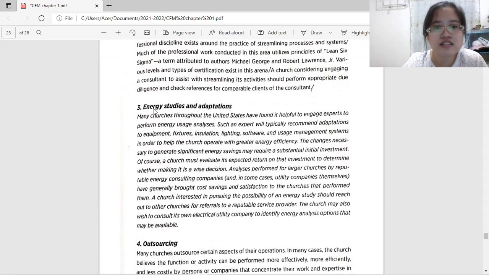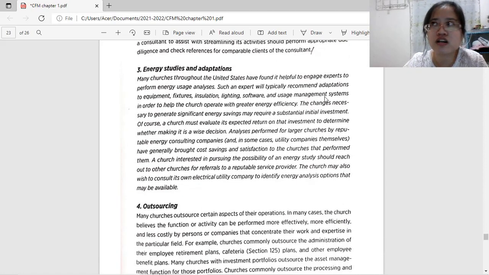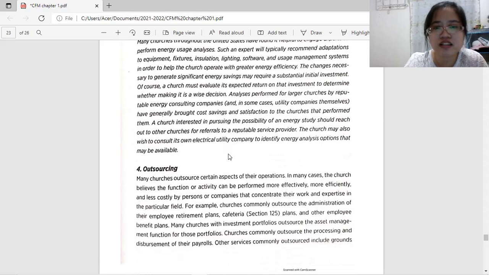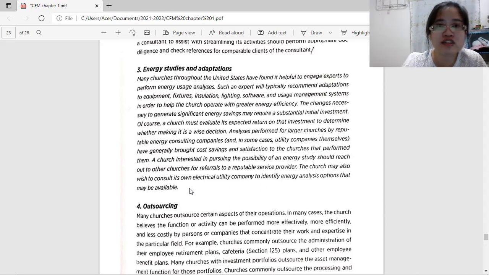Next, thirdly, you have energy studies and adaptations. This is more scientific, but okay. Adaptations to equipment, fixtures, insulation, in a way, fixed assets. Energy saving mechanisms. Things like that. I think at one point the church considered whether having solar electricity would be more cost efficient compared to the traditional source of electricity. So there are things like that.